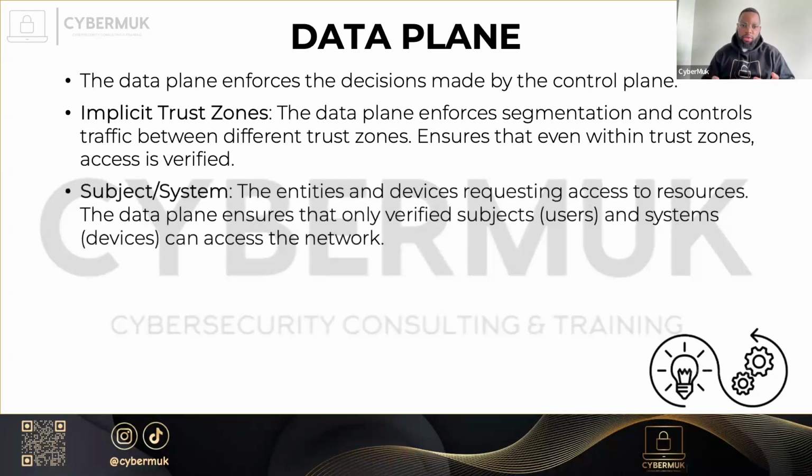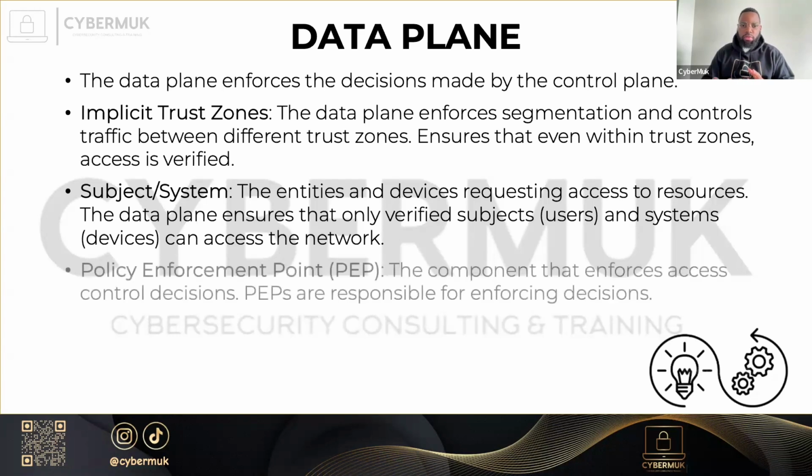You have subjects in system, so entities and devices requesting access. The data plane ensures that only the verified subjects, or the users, systems, and devices, so the verified entities, can access the network. That's the role of the data plane. So they enforce decisions made by the control plane. Here they ensure that only those verified users, systems, devices can access the network.